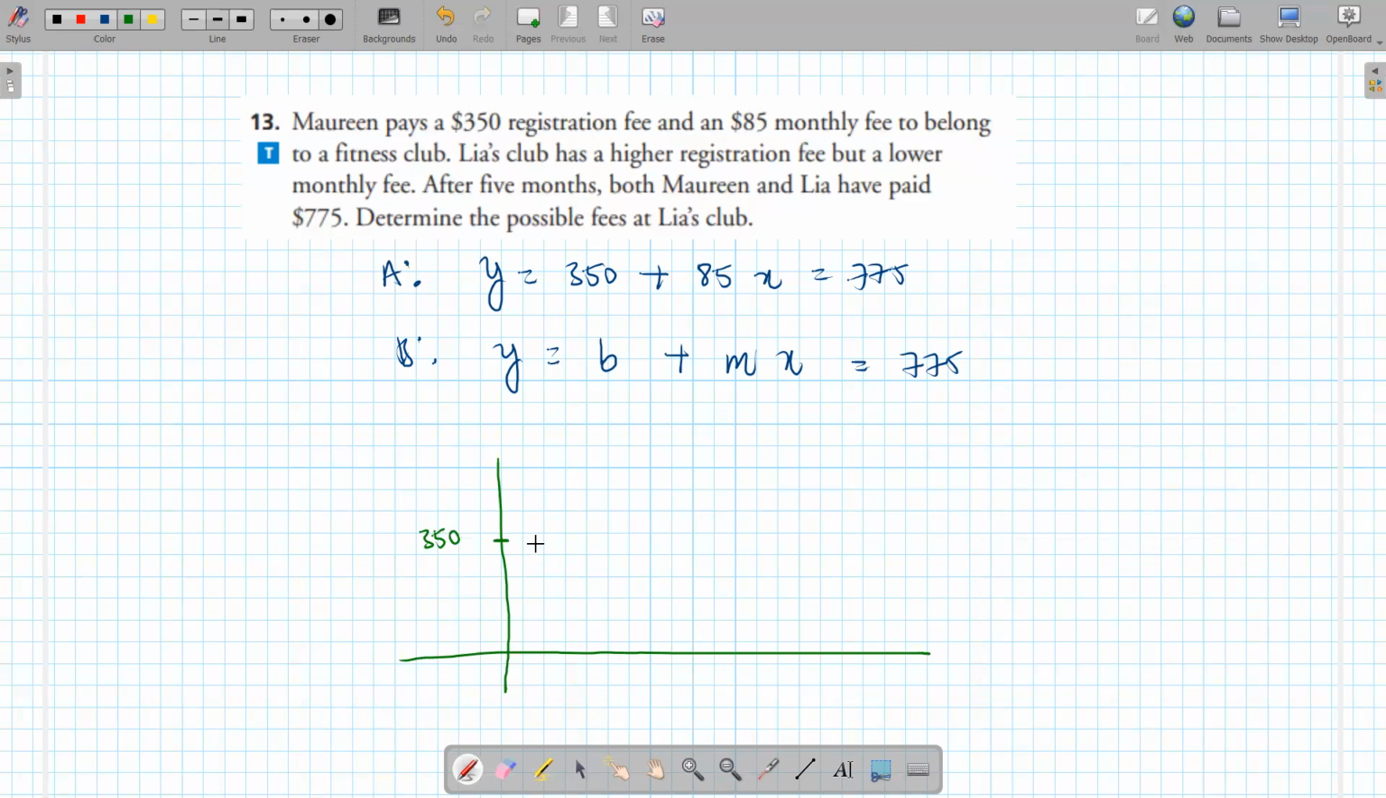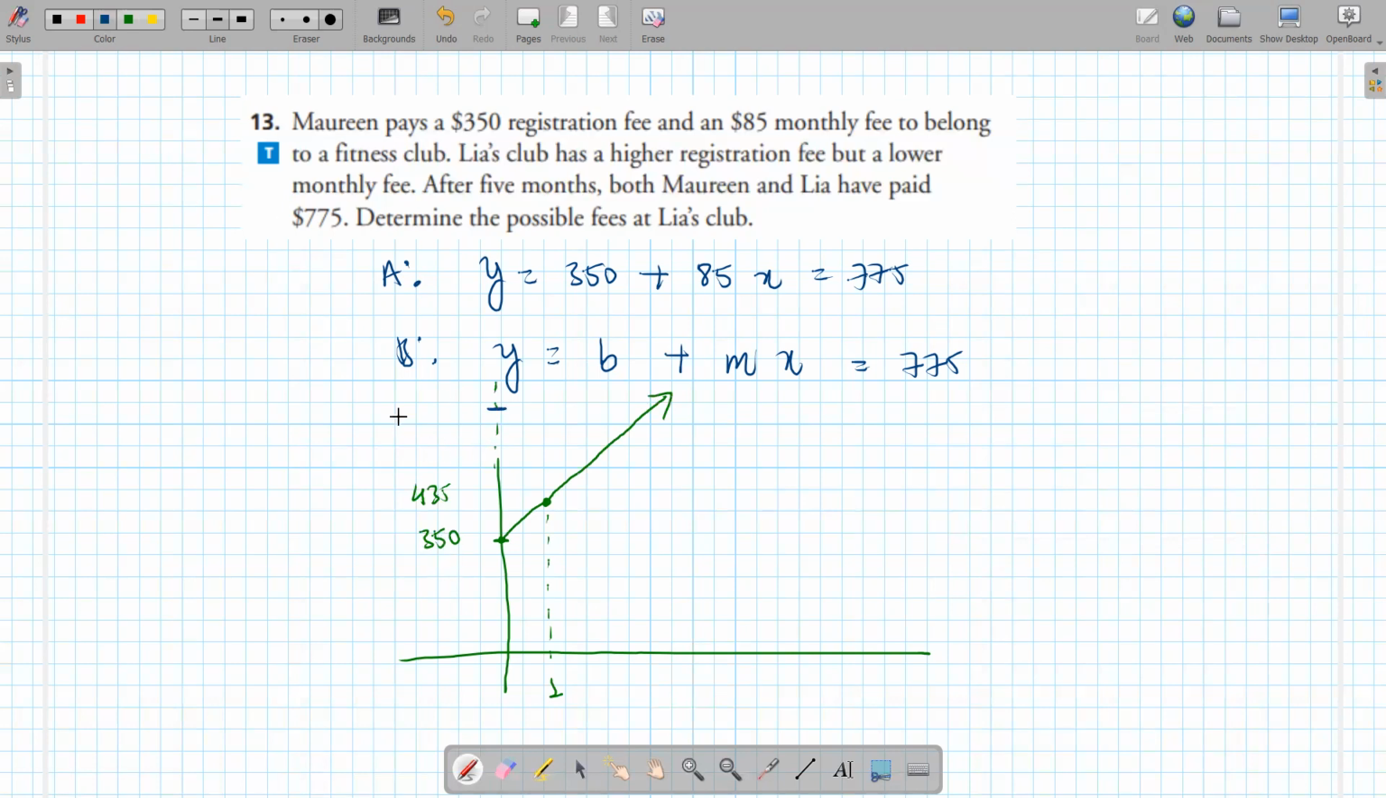And the slope is 85. So somewhere here, that's our first month, and this value there will be 435. That point there is (1, 435). Okay, the slope. I'm going to connect these two dots, and there you go. That is the graph for club A.